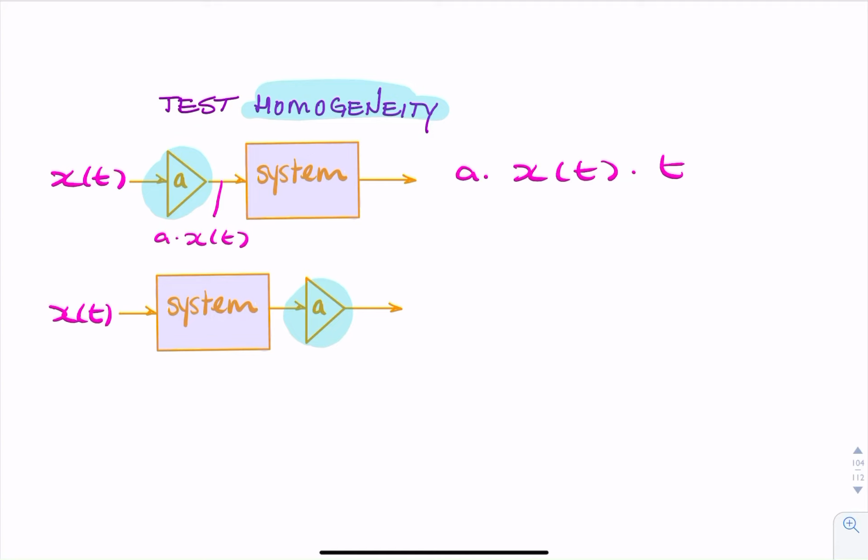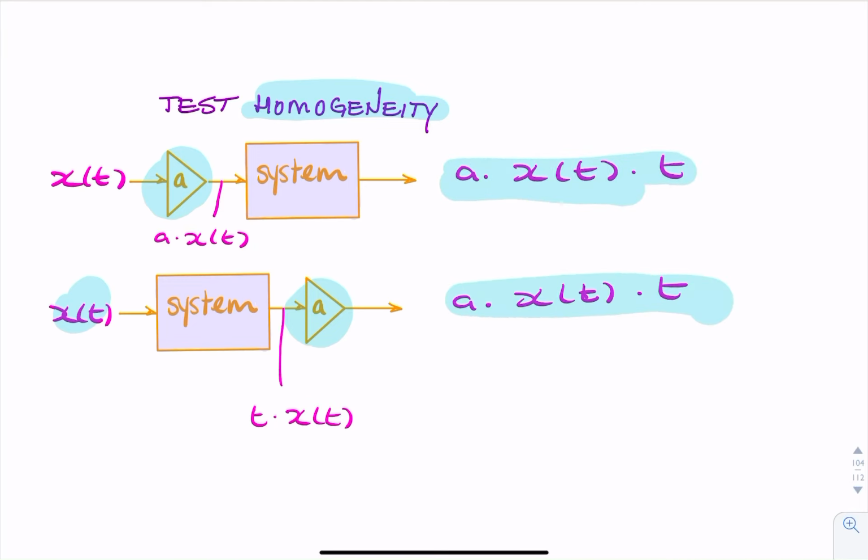So if I look at the second block diagram, x of t goes in, so what comes out? t times x of t, because that's what my system does. It takes my input and multiplies it by t. And if that is then multiplied by some constant a, so all of this gets multiplied by a, what happens? I simply have a times x of t times t. And that is clearly the same as that.